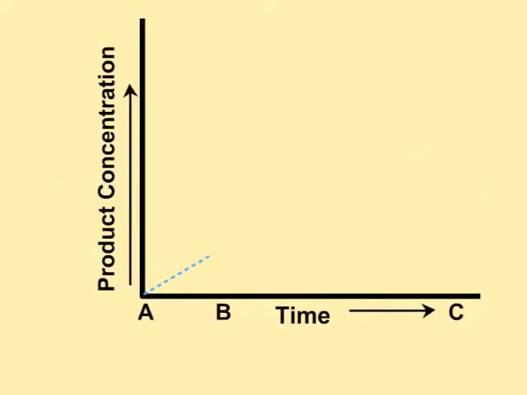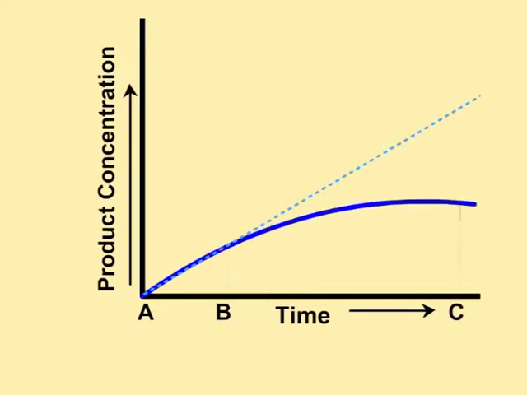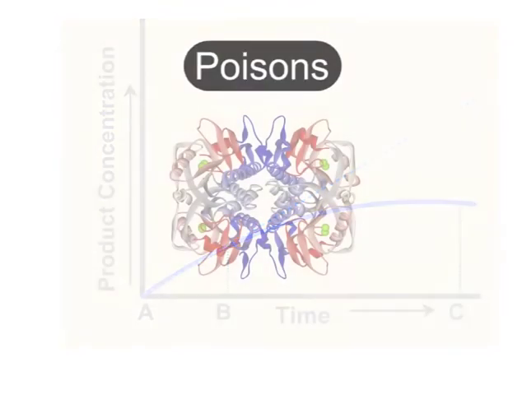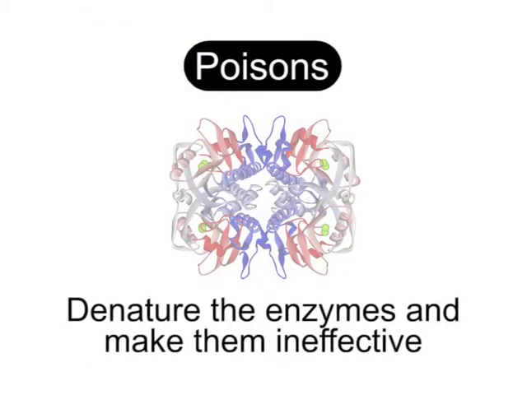Product concentration. Accumulation of end products lowers the enzyme activity. So the products are quickly removed from the site of formation and reaction does not suffer. Poisons. Denature the enzymes and make them ineffective.